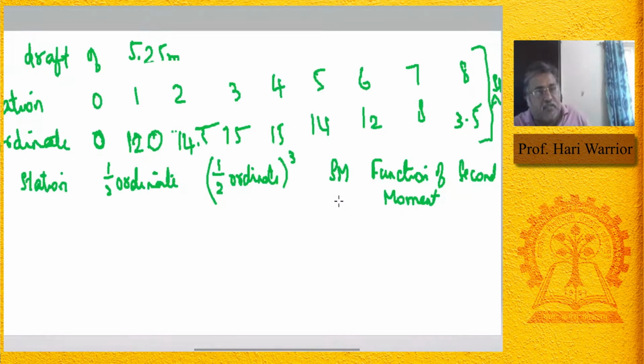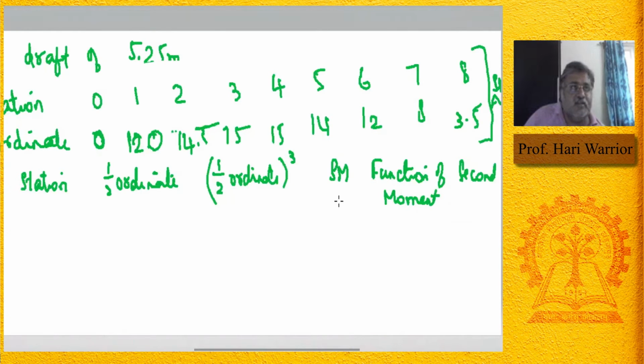But in this one, what is asked is you have the stations, and you are given the half ordinate at each of those stations. So what kind of area are you looking at? Water plane area we are looking at. Yes, it is in the direction of the water plane area. We are not talking about anything else, not below or anything. It is just the direction of the water plane area.